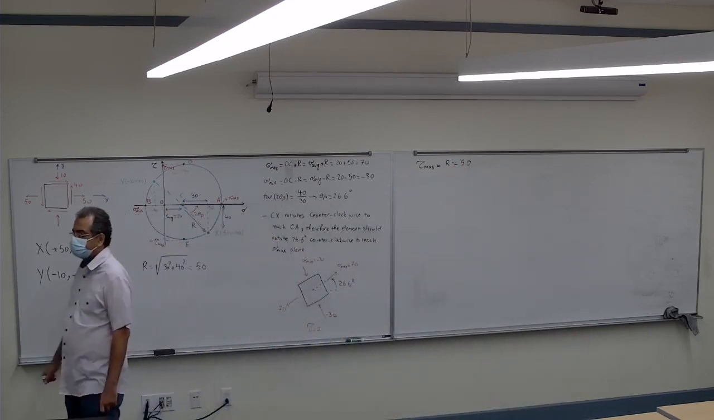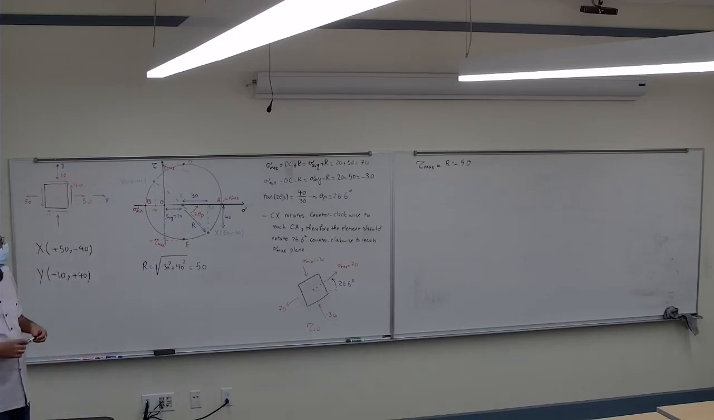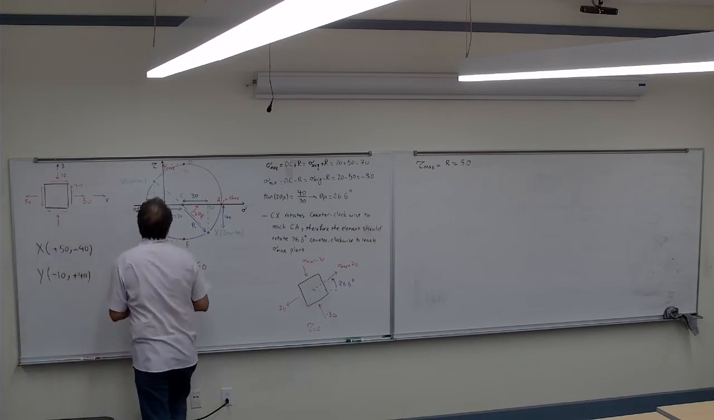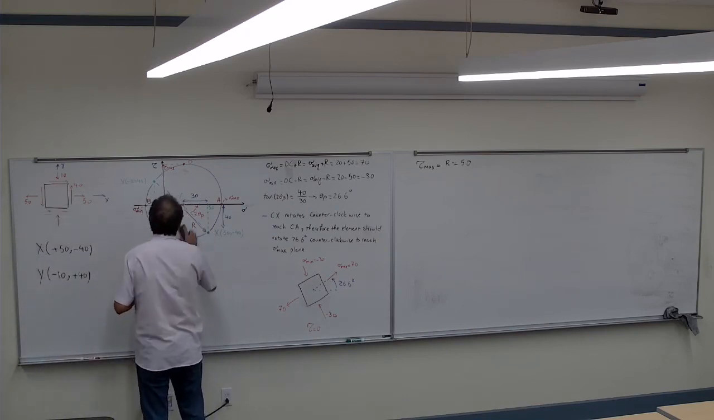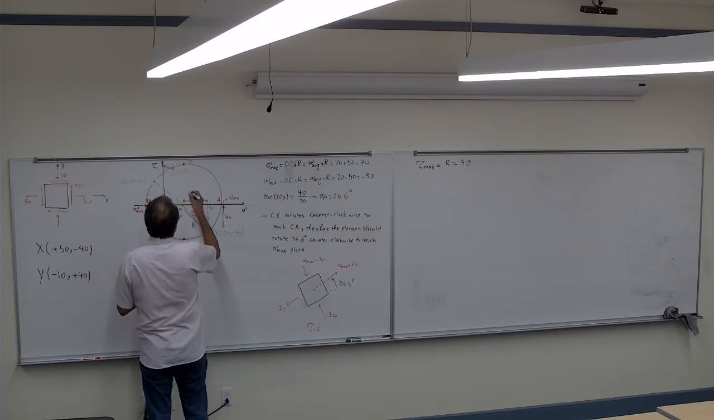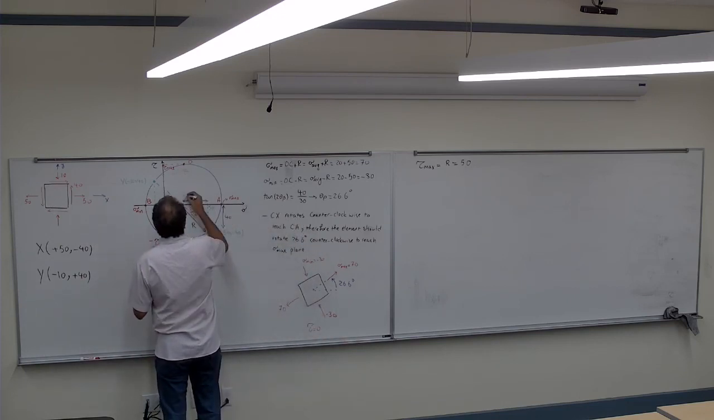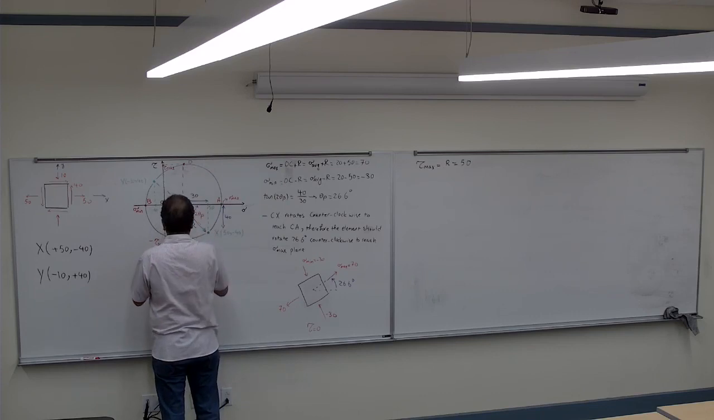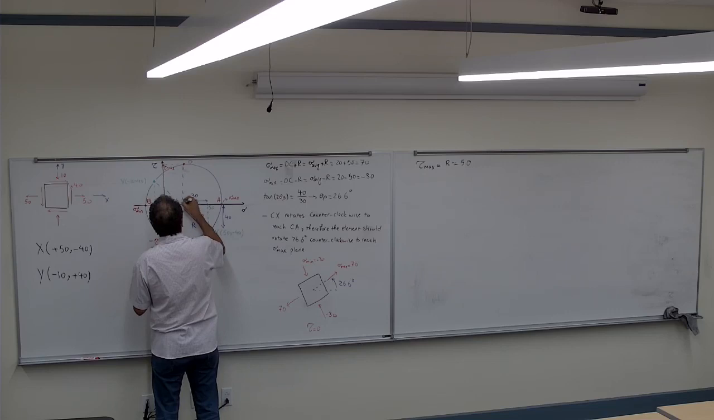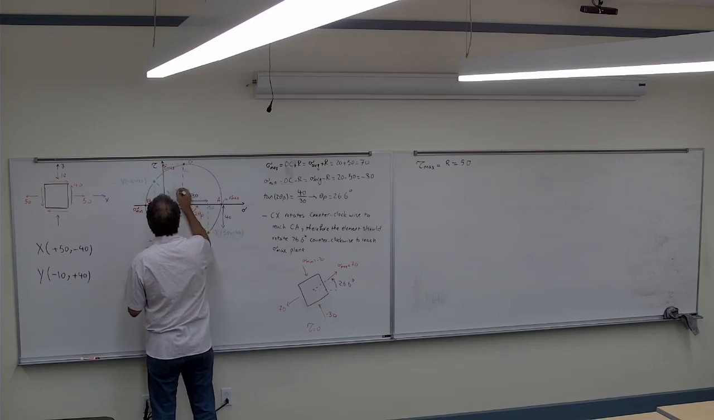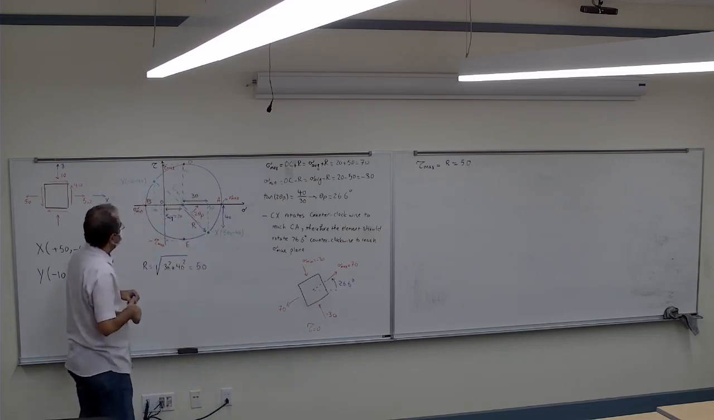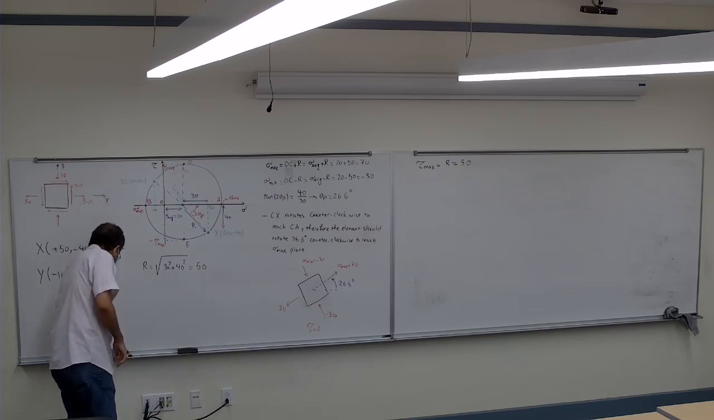Now, where does the tau max happen? What's the location of the tau max? It happens at sigma average, but what's the angle that it happens at? 2 theta plus 90.